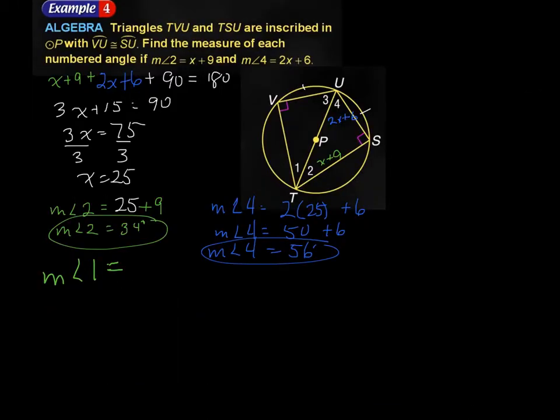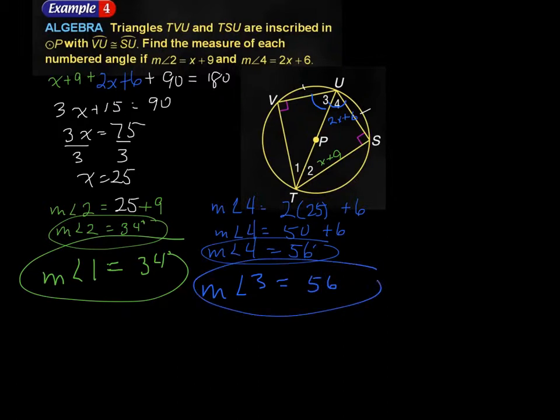Now, because angle 1 and angle 2 are inscribed in congruent arcs, if angle 2 is 34, angle 1 must also be 34. And since two angles of the triangle are congruent, that means the third angle would have to be also. So that now makes angle 3 and angle 4 congruent. So the measure of angle 3 would also have to be 56, and I think we've got them all.